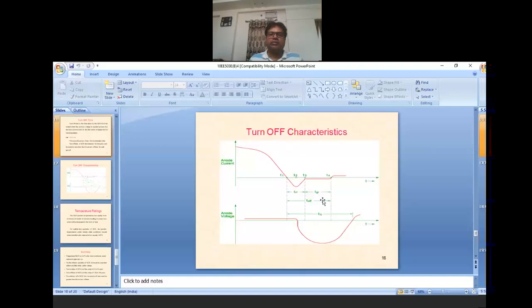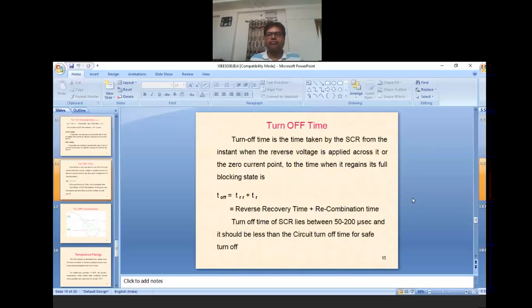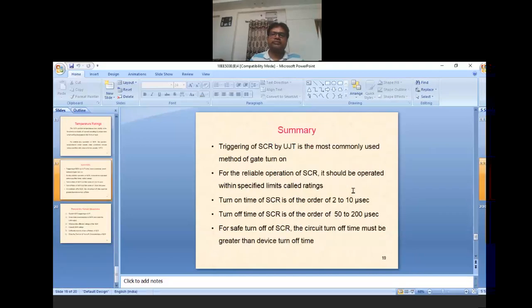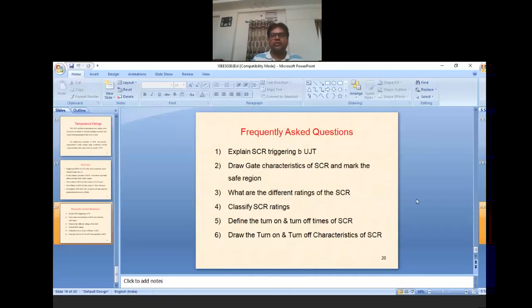Next comes, we have already discussed the temperature ratings and also the dV by dt rating and di by dt rating. So these are regarding the ratings and specifications. To summarize, triggering of SCR by UJT is the most commonly used method of gate turn on. For reliable operation, the SCR should be operated within specified limits called ratings. Turn on time is of the order of 2 to 10 microseconds. Turn off time is of the order of 50 to 200 microseconds. For safe turn off of the SCR, the circuit turn off time must be greater than the device turn off time. It is the most important thing which should be followed.